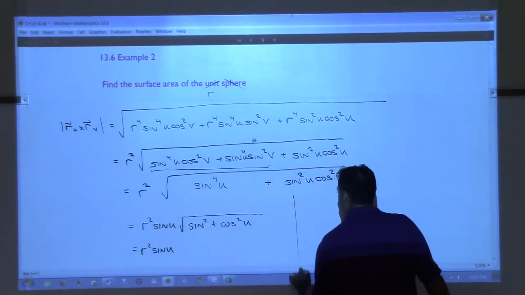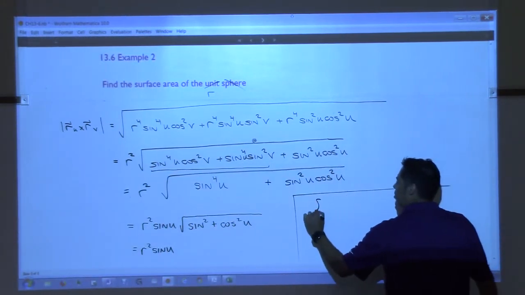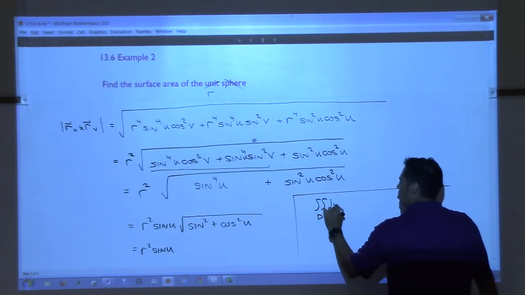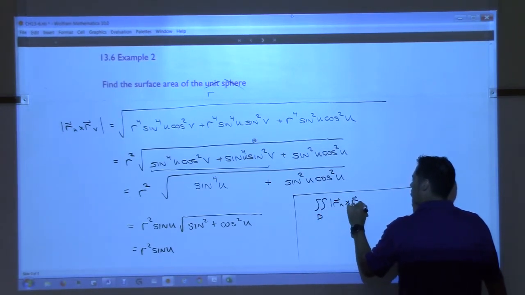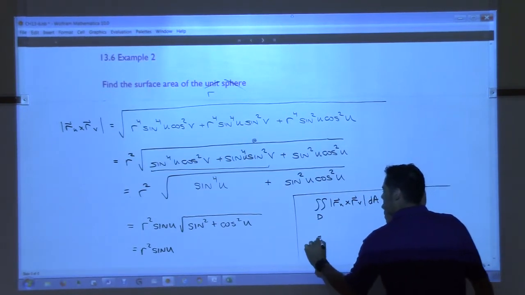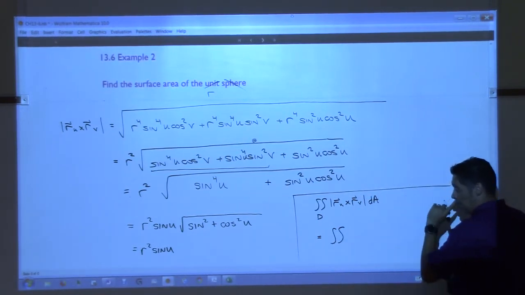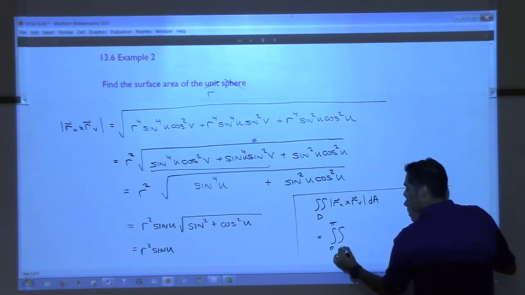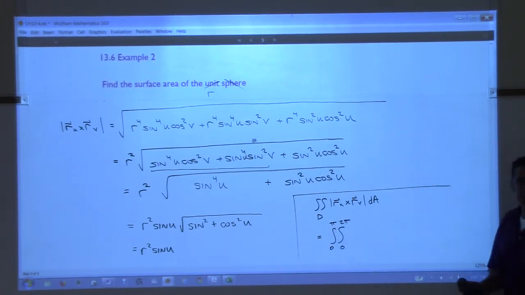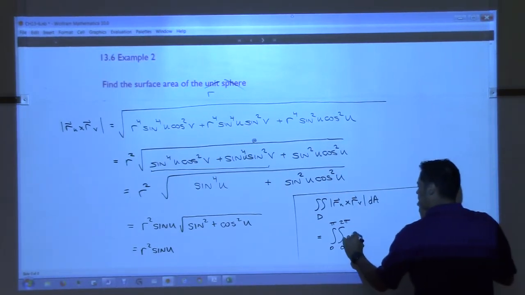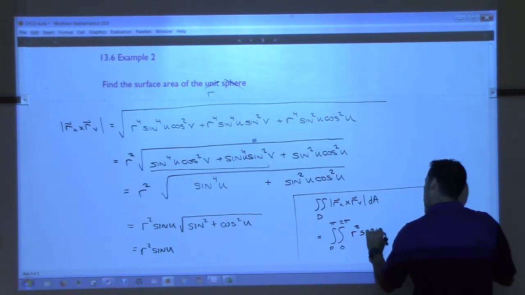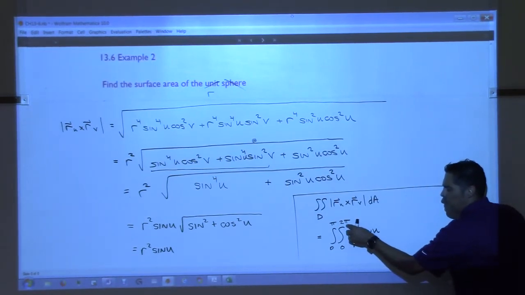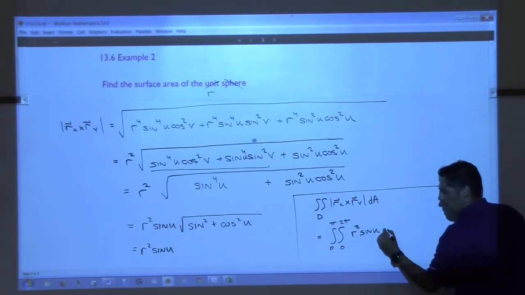Now we want the double integral over D of the magnitude of partial r with respect to u cross partial of r with respect to v, dA, which is now going to be the double integral. Let's go ahead and replace. We'll go 0 to pi, 0 to 2 pi. The order doesn't matter because these are both held between constants. This is now r squared sine u. And 0 to 2 pi was our restriction on v, wasn't it? So I've got to go dv du.